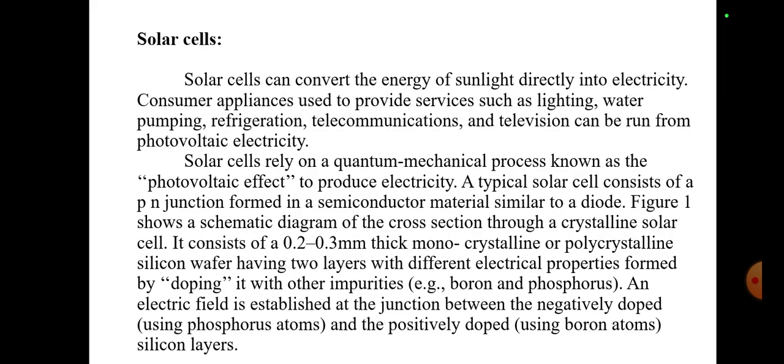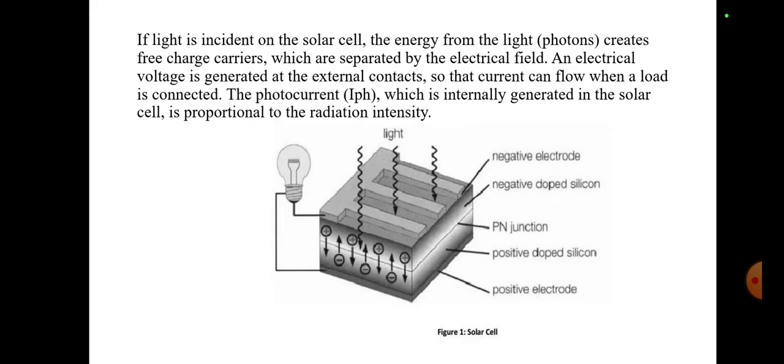The figure shows a schematic diagram of the cross section through a crystalline solar cell. It consists of a 0.2 to 0.3 mm thick monocrystalline or polycrystalline silicon wafer having two layers with different electrical properties, formed by doping it with other impurities. An electrical field is established at the junction between the negatively doped and positively doped silicon layers.